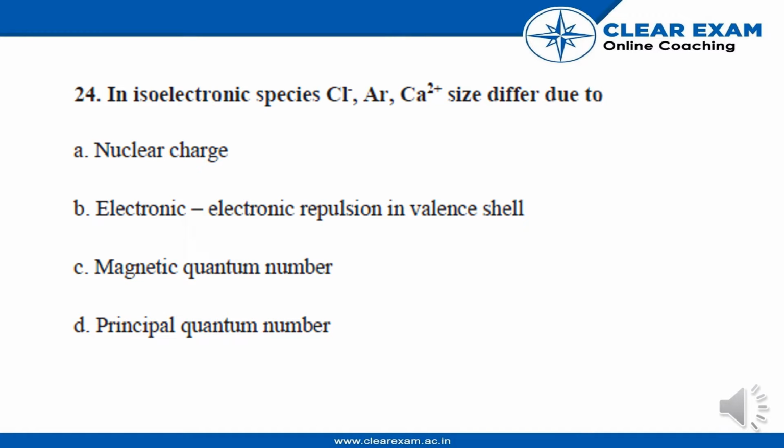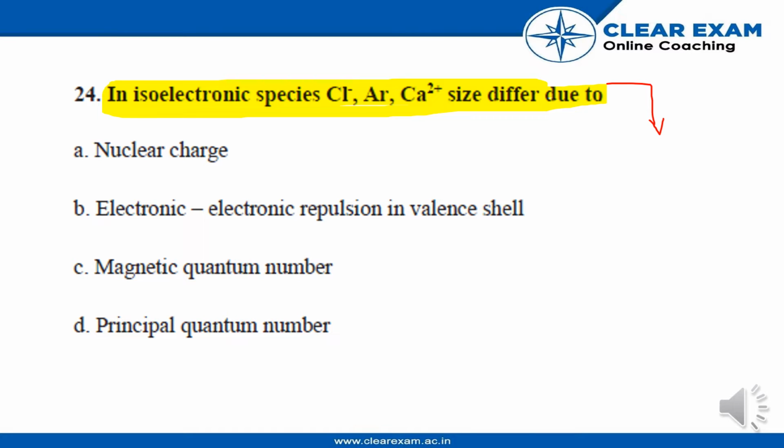In isoelectronic species, chlorine minus, argon and calcium 2 plus, why is the size different? These are some questions which are very important, which come from the P block elements. Chemistry has a good weightage in JEE Mains, so we need to learn this thoroughly so that we don't forget during the exam. You will get a lot of questions from this chapter, this topic.